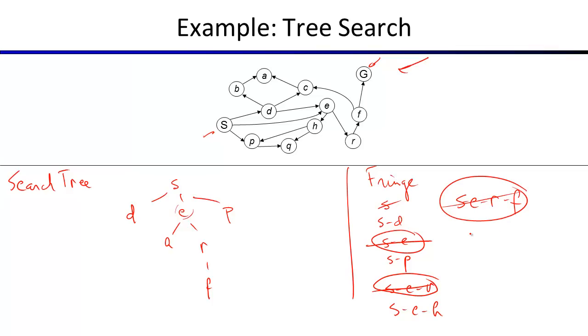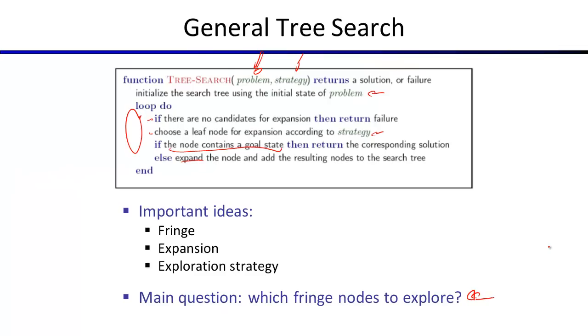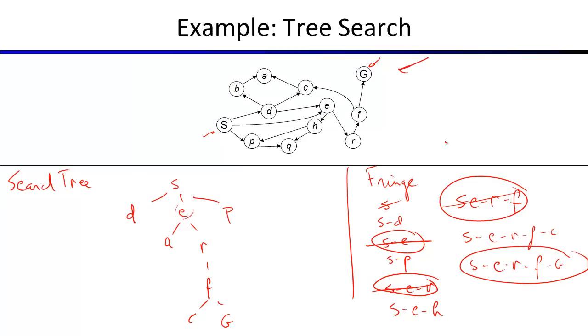Pull it from the fringe. Put its successors on the fringe. SERFC and SERFG. Same thing here, C and G. We have five nodes on the fringe. Let's pick one. How about this one over here? What will happen now? After we pick that one, we enter this part of the code where it says, if the node contains a goal state, return the corresponding solution. That's what's happening now, and we return SERFG as our solution.